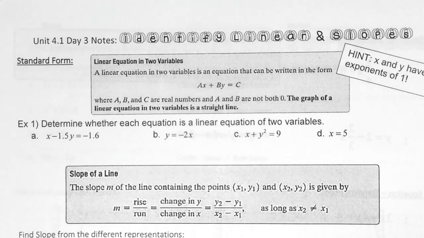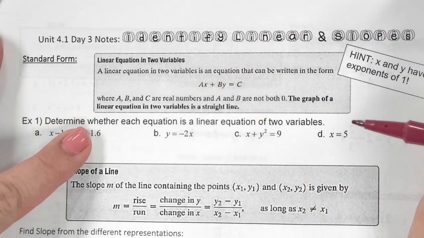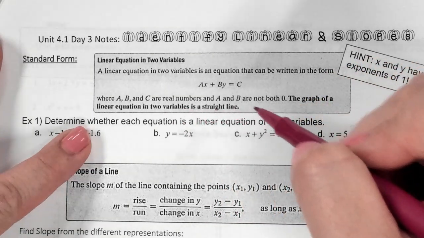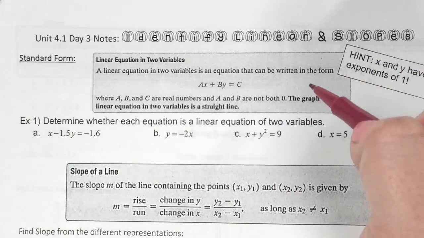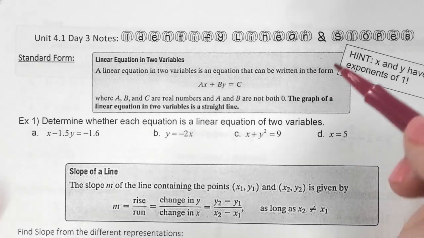Okay, so we are identifying linear equations and slopes. If you look at the first part of this, y'all, it talks about linear equations in two variables, which just means standard form. It's where a, b, and c are real numbers, and a and b are not both 0, meaning a can be 0 and b can be 0, but they can't be 0 at the same time, yes? So you have to have an x or a y.